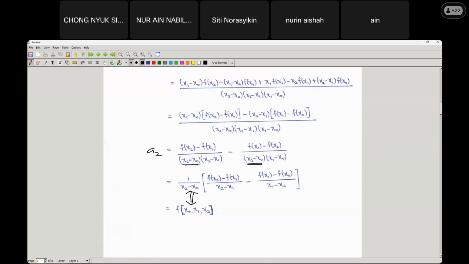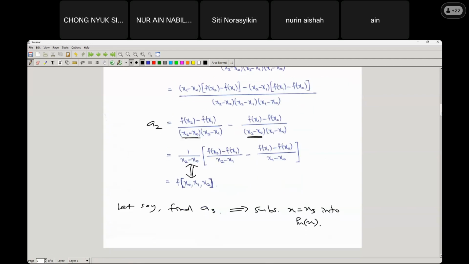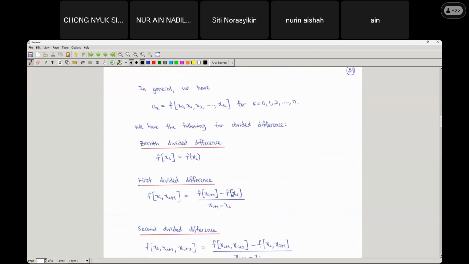If you want to find A3, let's say, how are you going to do it? You need to substitute x equal to x3 into the Pn function, and then you will be able to get your A3. Now I will give you the general formula. This A is a constant that we have discussed, and we can write it in terms of the divided difference.